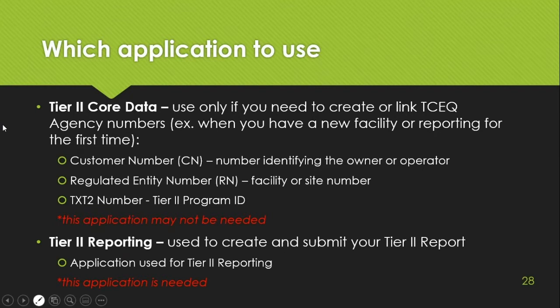And then you also have the TXT2 number, which is the Tier 2 program ID that is going to be linked on a one-to-one basis with your customer number. So every customer number will have one TXT2 number and vice versa. Keep in mind that the Tier 2 Core Data application is only used to make these affiliations, so it may not be required for you to have it. There's also going to be the Tier 2 Reporting application, and that is where you will access previously submitted Tier 2 information or generate new Tier 2 information, which will allow you to create, fill out, and submit Tier 2 reports. This application is required in Texas if you're going to be filling out a Tier 2 report.